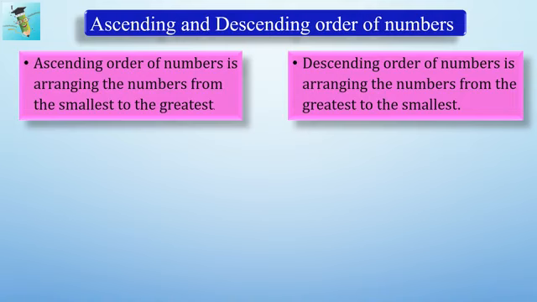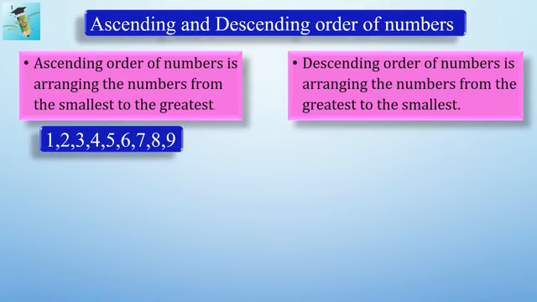Fine. Come to the descending order. Descending order of numbers is arranging the numbers from the greatest to the smallest. So once you find the ascending order, it will be easy to arrange in descending order also. Okay? Now let us take 1 to 9. So smallest number to greatest, நான் அப்படி arrange பண்ணியிருக்கேன். In case if any number is missing in between, you have to move to the next greatest number.